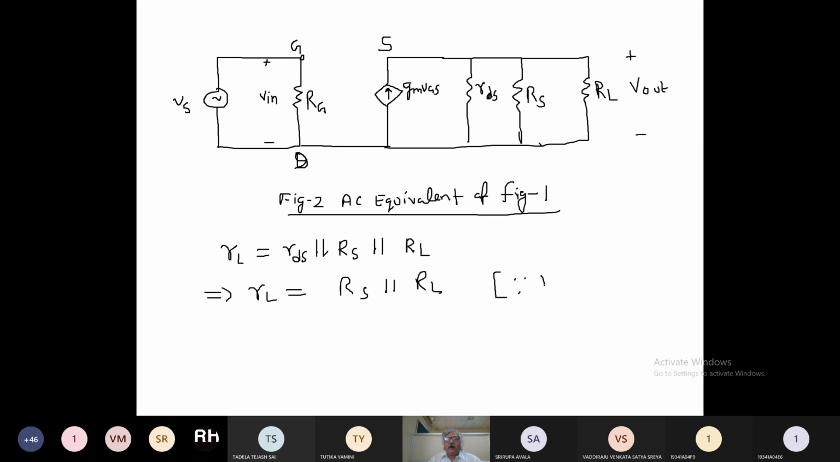Since RDS is very high, right? So see, the RDS value, if we calculate for any JFET, is generally very high as compared to the RL and RS which we connect, right? So in this way, we have written this. Okay.